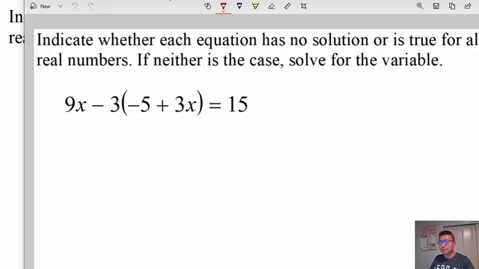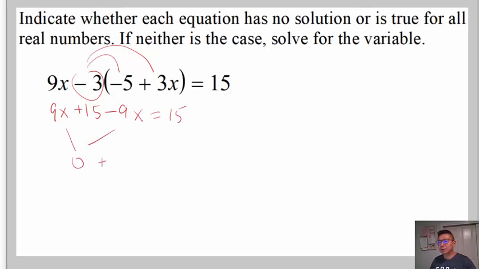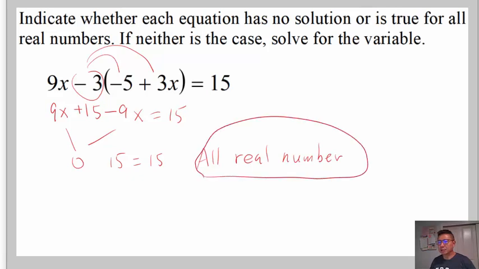So 9x minus, and that's negative and negative, that's a plus 15. That would be a negative 9x is equal to 15. Combine my like terms, that's a 0. So 15 is equal to 15. That's always true. So this is all real numbers. Okay. I'm not going to do another one of these, but if you got like negative 15 is equal to positive 15, then that would be no solution.